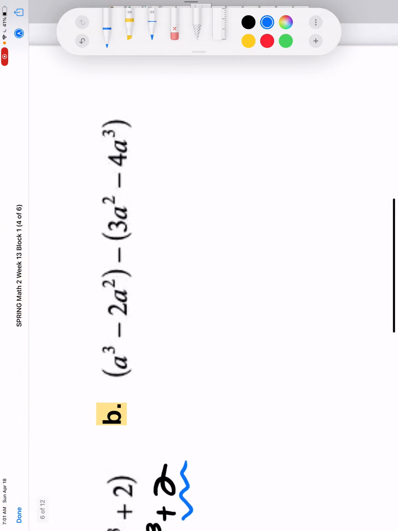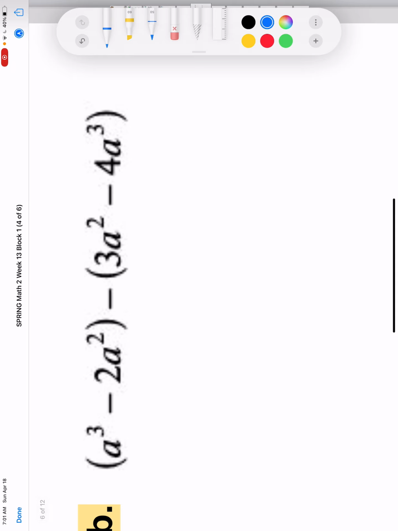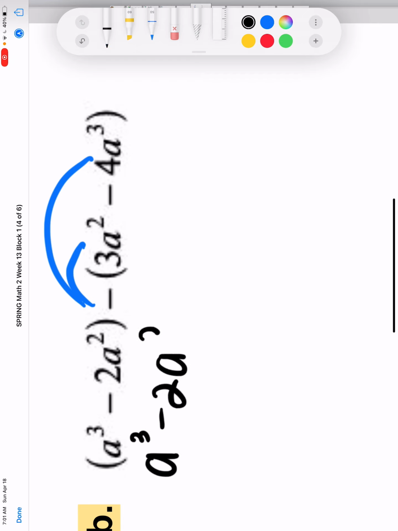For part B, we have a cubed minus 2a squared minus 3a squared minus 4a cubed. For this one, it's a little different. I actually have a minus in between, so you need to make sure that gets distributed into each of the terms in that second set of parentheses that it's right in front of. So I'm going to bring the front down. It's a cubed minus 2a squared.